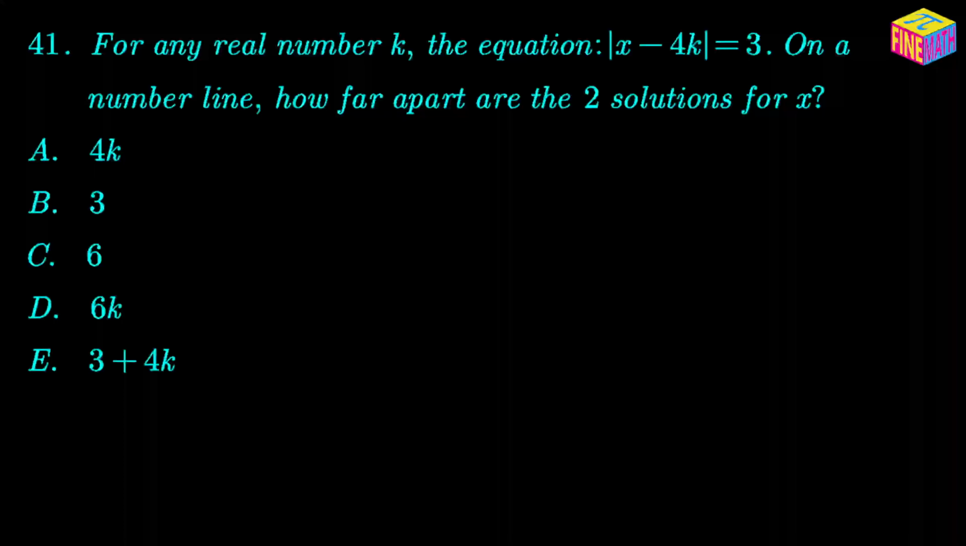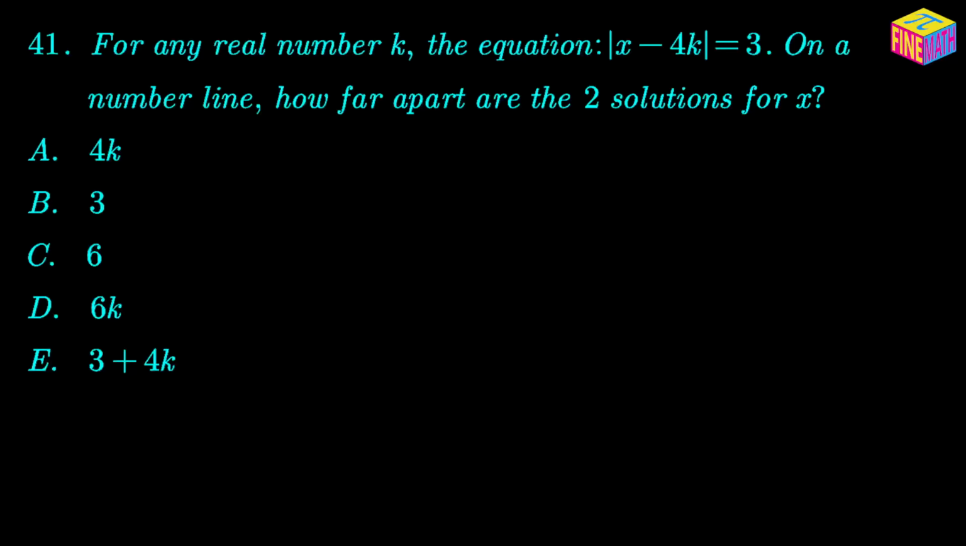So let's get started. Here the question says that for any real number k, there is an equation. The equation is modulus of x minus 4 times k is equal to 3. On a number line, how far apart are the two solutions for x? That means we have been given an equation, we have to find the two solutions of this equation, and we have to find out how far apart they are on a real number line.